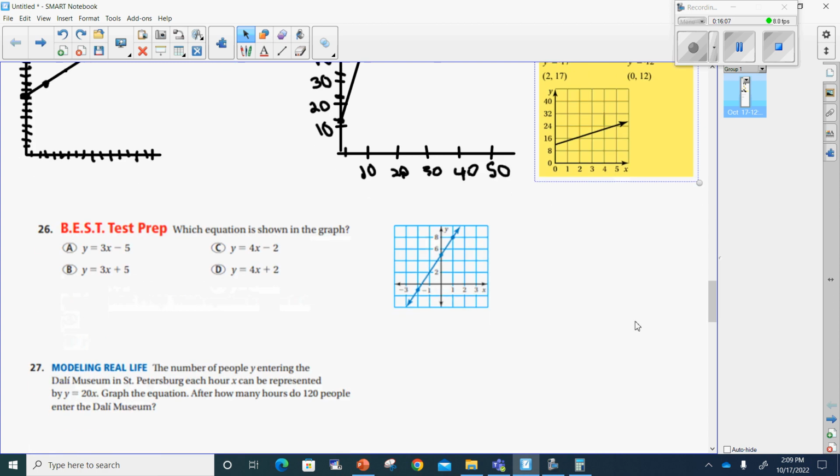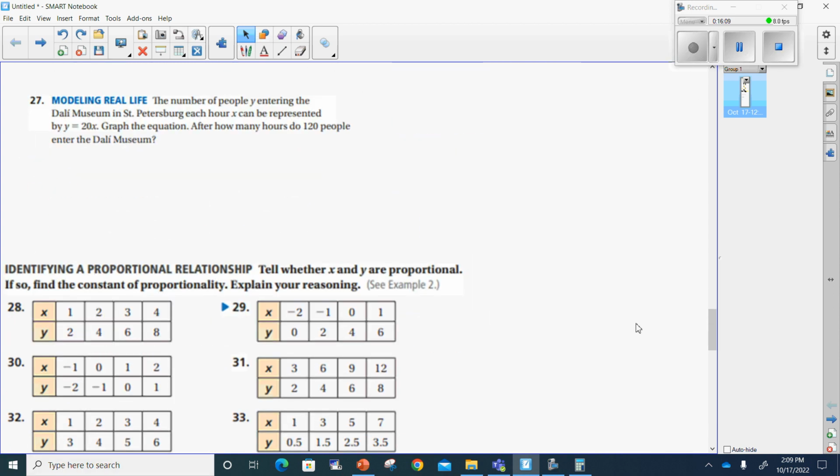All right. Let's go to number 27. The number of people, Y, entering the Dali Museum in St. Petersburg each hour, X, can be represented by Y equals 20X. Graph the equation. After how many hours do 120 people enter the Dali Museum?